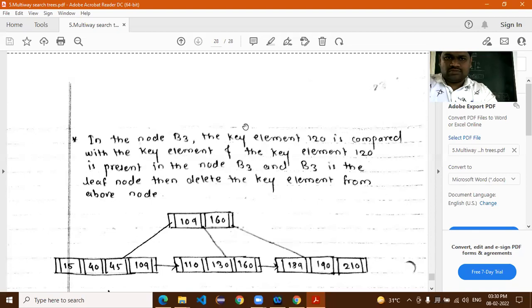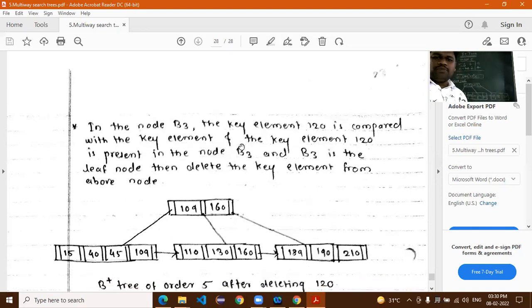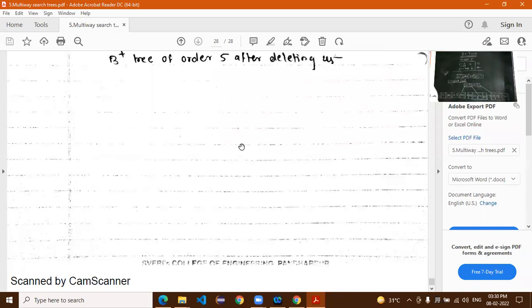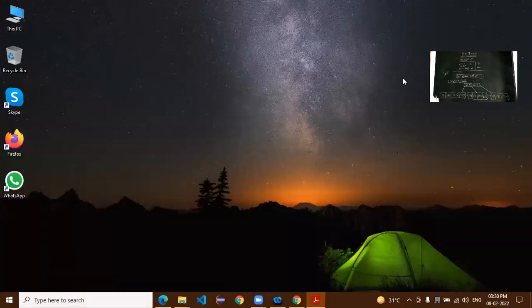Now the B plus tree concept is completed. This is the last page. Is there any doubt up to this? Any questions? So today we have completed the multi-way search tree, after that the balanced multi-way search tree, B tree and B plus tree. Any questions related to the B plus tree?